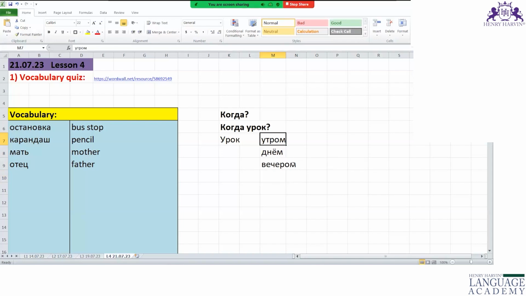So these words, they are exceptions. We do not need to put any ending in here. We change the word by itself. There was a word утро, morning, and they say утром, in the morning. It is an exception. Otherwise, we would say it in our situations. Okay. Урок утром, днем, вечером. And we also have the word завтра. Завтра is tomorrow. So these are our possible answers to the question когда.